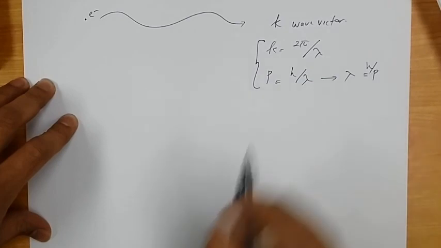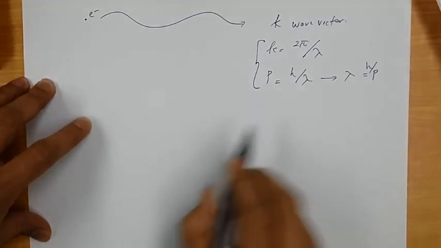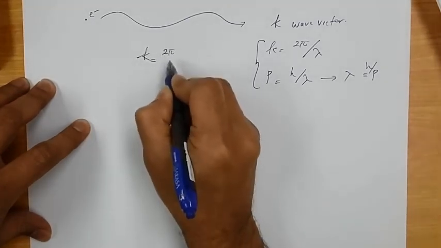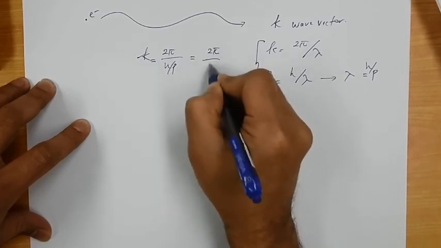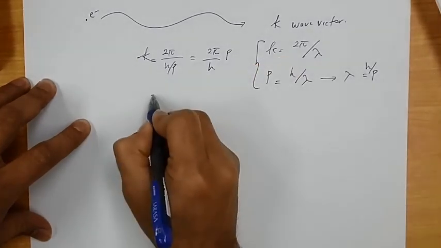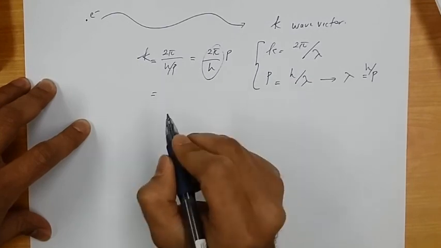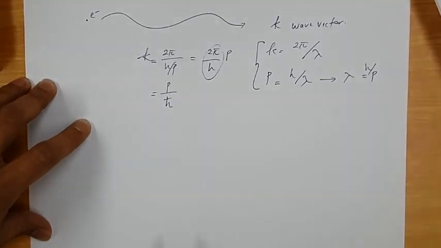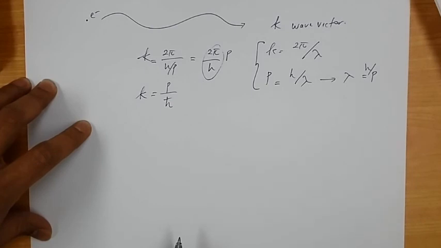Now if I take this definition and substitute λ here, I will get that the wave vector k equals 2π over h over p, and then this becomes 2π over h times p. Okay, 2π over h is 1 over ħ. So this can be simplified to p over ħ. This is the wave vector of a moving electron.